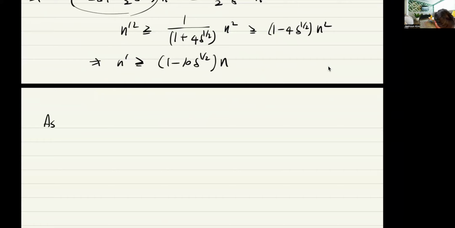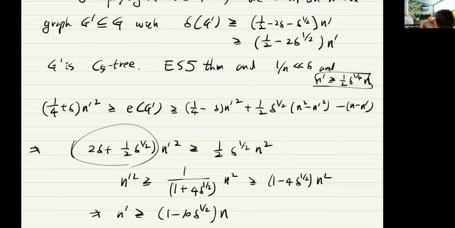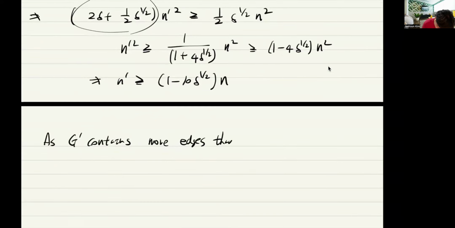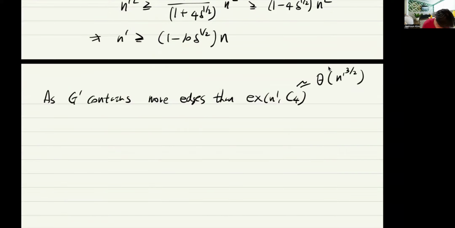And what? We know that this G prime contains more edges. I mean, this minimum degree condition holds. This is a dense graph. So this contains more edges than the extremal number of C4, which is roughly what? Theta of n prime to the 3 over 2. We know that there is a copy of C4 in G prime.